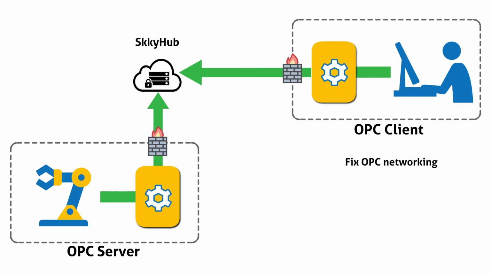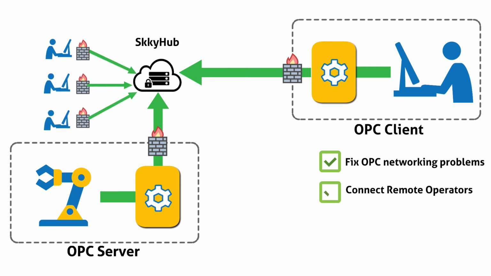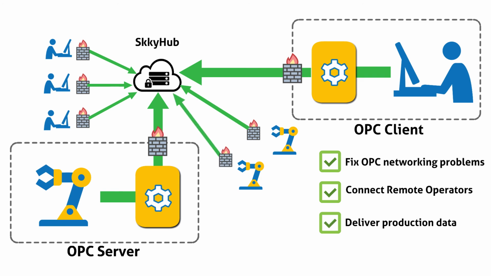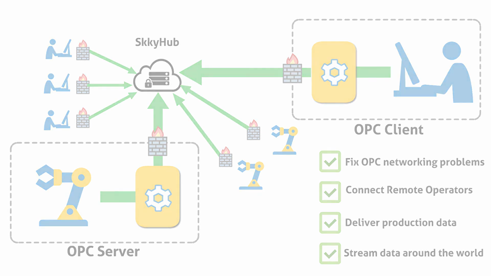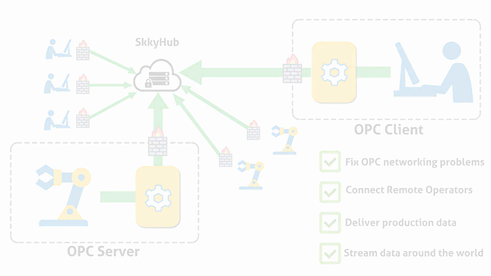Fix your OPC networking problems. Give remote operators and engineers insight into your plant. Deliver production data to management. Connect hundreds of remote locations and stream the data to users all around the world. We've been refining this technology for more than 20 years, and thousands of customers use it every day. Though you'd never know it, because all of them are invisible to the outside world.